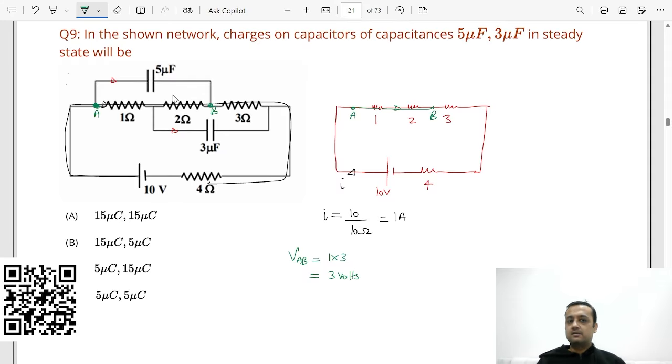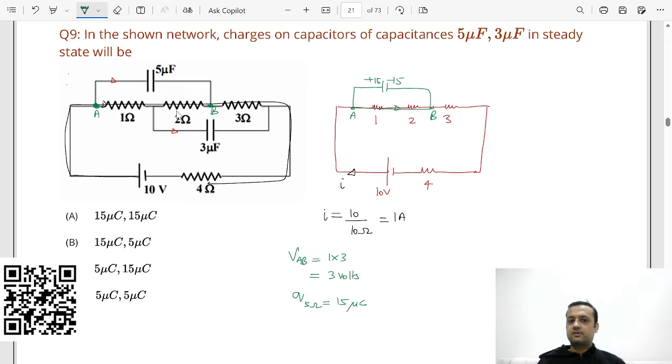And if you look, this capacitor of 5 microfarad was connected here only. That means the potential difference is 3 volts, which means the charge on this 5 microfarad will be 5 into 3, that means 15 microcoulombs. And this will be the positively charged plate, and this will be the negatively charged plate.